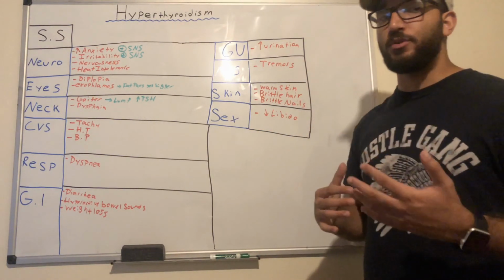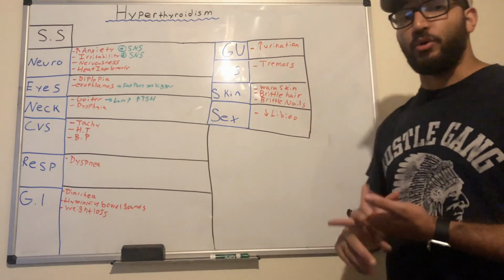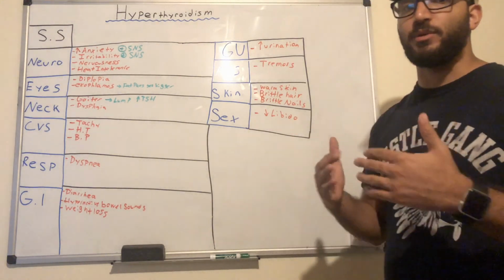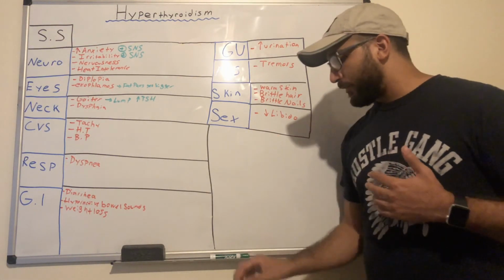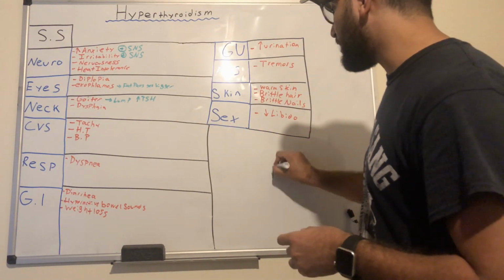Musculoskeletal, patient's going to have tremors. Skin, patient's going to have warm skin, brittle hair, brittle nails. Sex, patient's going to have decreased libido. So there is a trend here, and everything is increasing.